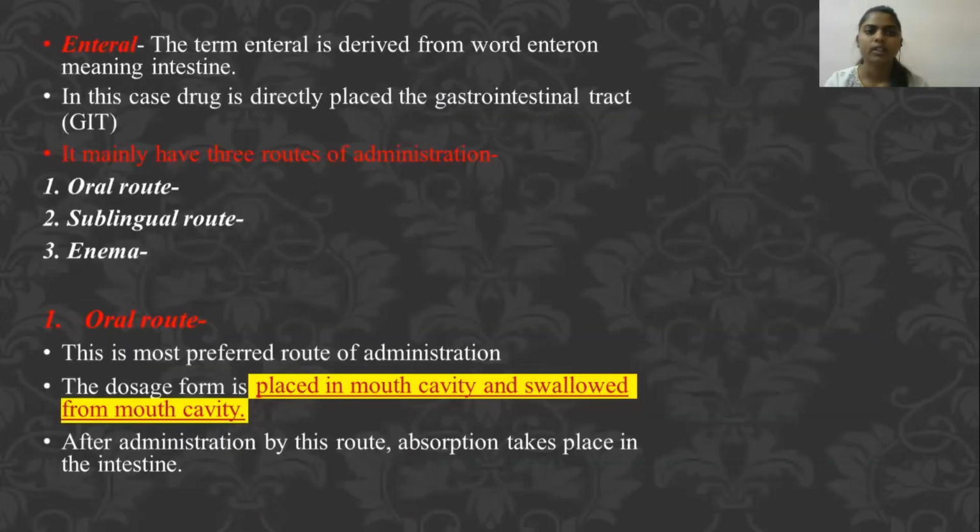So enteral: the term enteral is derived from the word enteron, meaning intestine. In this case, the drug is directly placed into the GI tract. It mainly has three routes of administration: oral route, sublingual and enema. The oral route is the most preferable route of administration. The dosage form is placed in the mouth cavity and swallowed, and after administration by this route, absorption takes place in the intestine.